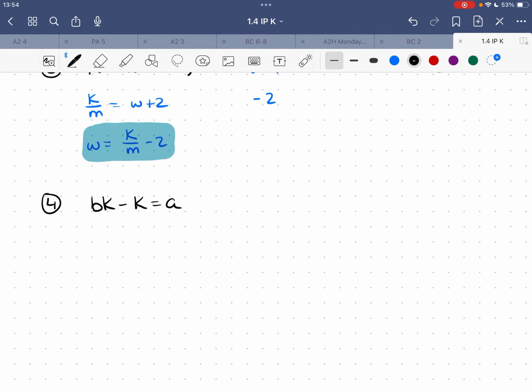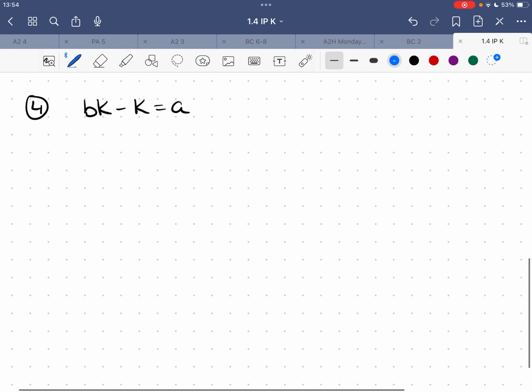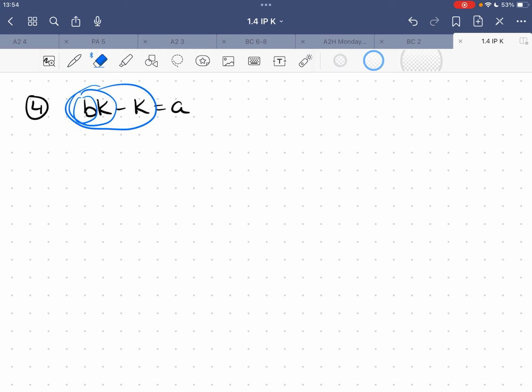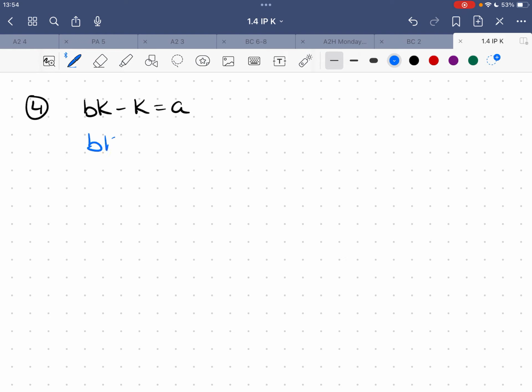On this one, we're solving for b. In this case, again, I look at the equation, and there's only one b. This is what's closest, and then that. So I think I'm going to first add k on both sides. Add k, I said. And then I'm going to divide by k. And then I get b equals a plus k over k.